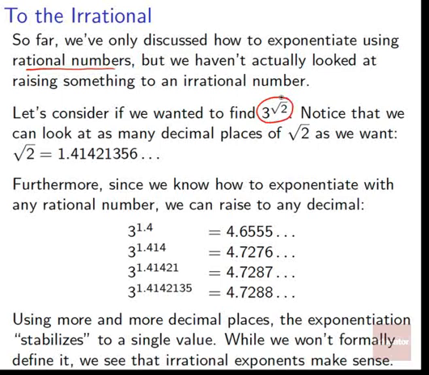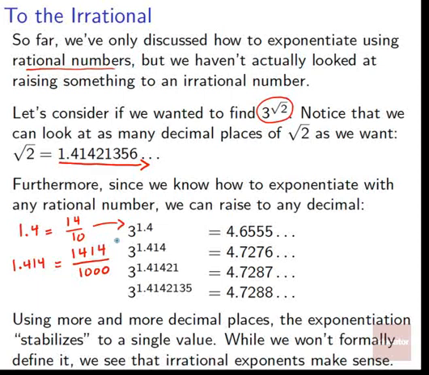Notice, if we want to, we can look at as many places of root 2 as we want, right? We can figure out that root 2 is equal to 1.414213356, and it will just keep marching on forever because it's an irrational number, so its decimal expansion goes on forever, never repeating, always changing, but we can figure out what that is. Furthermore, we know how to exponentiate to any rational number, so we can raise to any decimal, because any decimal is actually something that we can express as a rational. For example, 1.4, we can express that as 14 divided by 10. 1.414, we could express as 1,414 divided by 1,000. All right? So we can do any of these based on all of the work that we just had.